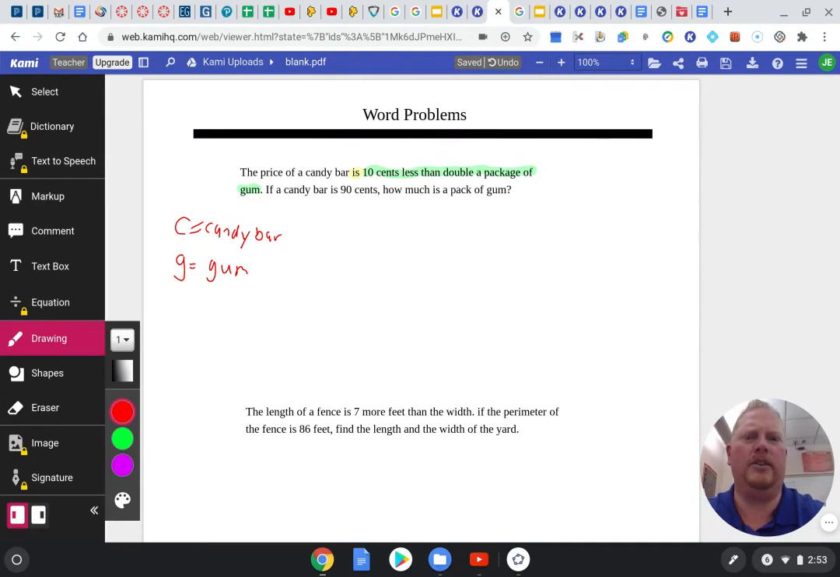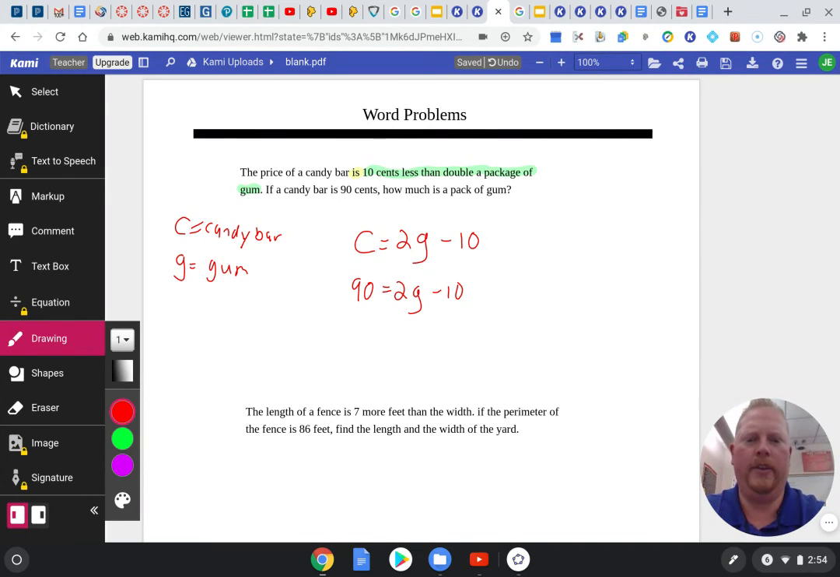So now I'm going to use the skill that we learned at the beginning of the chapter, where you translate words into expressions. So it says, the price of a candy bar is. Well, candy bar is C. Is represents my equal sign. And then 10 cents less than, there's that phrase less than, that tells me to switch it around. 10 cents less than double a package of gum. So double the gum. There's my equation. Now later on it says if the candy bar is 90 cents, well, I'll just plug that 90 in for the candy bar.